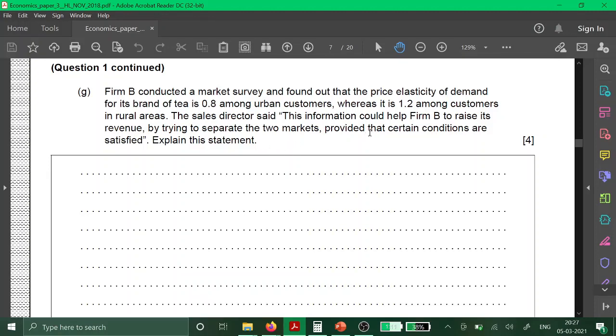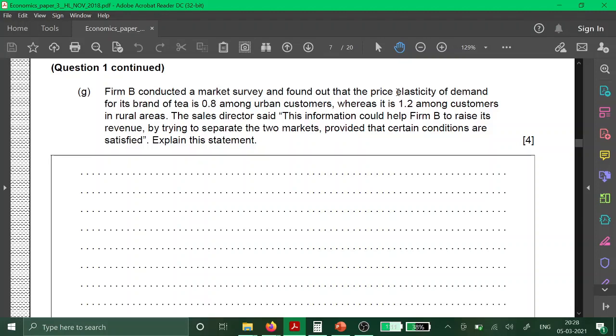Look at this information that the sales director gave. It wants to raise the revenue. In urban areas, demand is inelastic, 0.8, and it is elastic in rural areas. That means if the price increases, demand will go down, and if the price falls, demand will increase. If it is highly elastic, as in the rural areas, and the company charges a higher price there, it will lose its business in the rural areas, right?